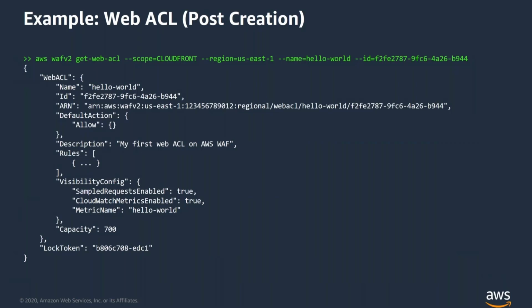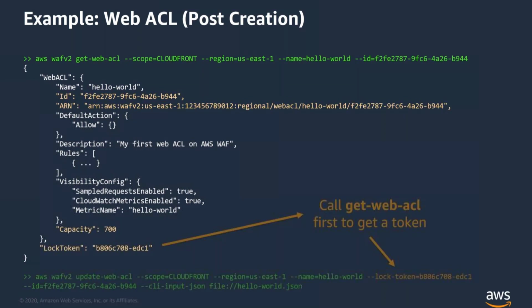Once you create this web ACL, let's say you want to retrieve this web ACL again by calling the get web ACL API. And you'll be presented with a similar looking page as before, but slightly different with additional information shown. For instance, you can see that we have new information, the ID and the ARN itself of the web ACL. And you also notice the capacity at the bottom, which tells you how much WCU this web ACL is using.